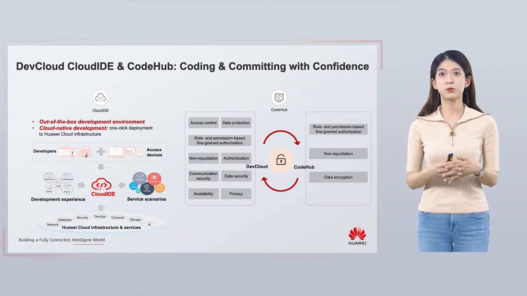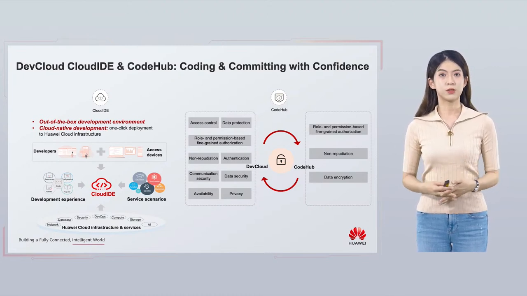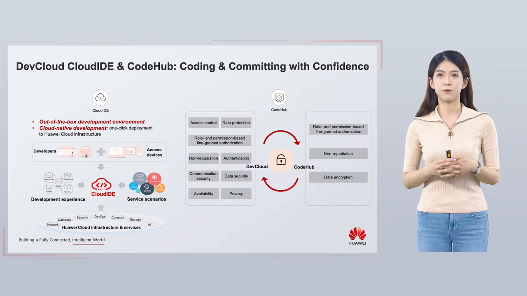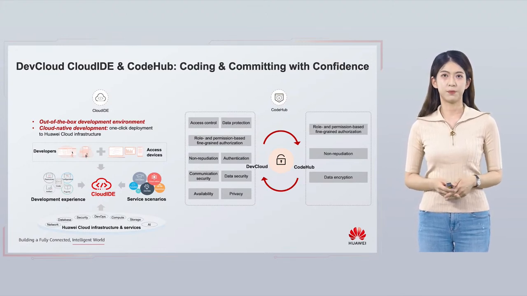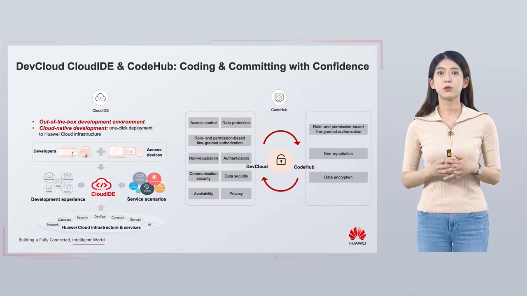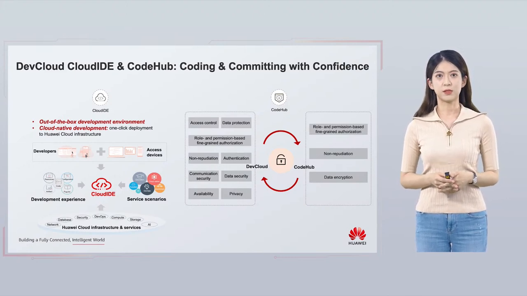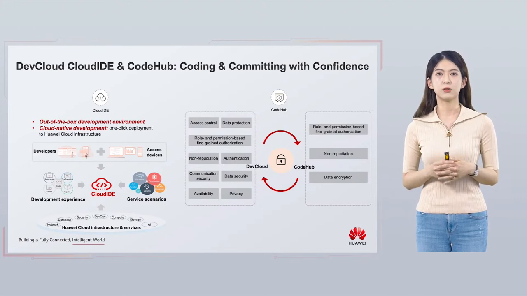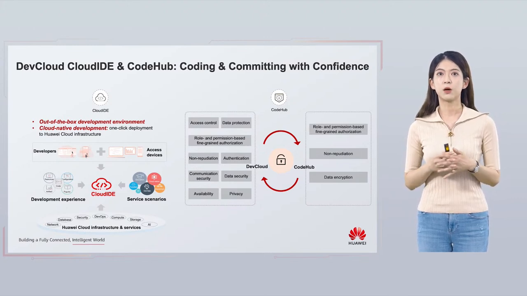If you are looking for open source plugins or any other ecosystem expansion, the CloudIDE marketplace is the place to go. It combines the open source plugin framework and open APIs to build a thriving ecosystem. Managing your code is also an essential part of the development phase. Based on Git and Huawei's experience in managing 100 billion lines of code, Huawei provides an enterprise-level, secure, trustworthy, and end-to-end traceable code management tool, CodeHub.